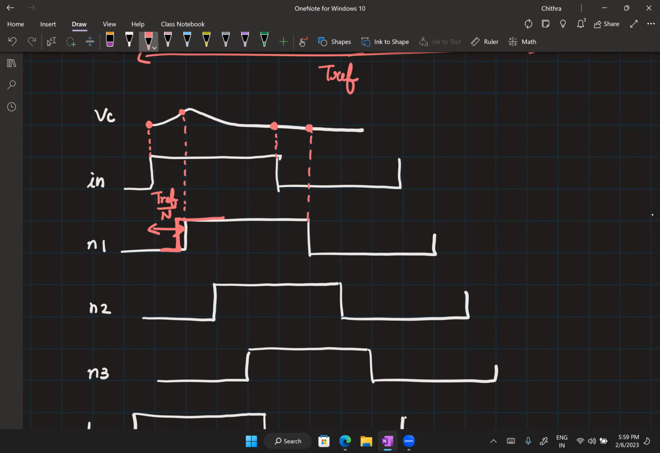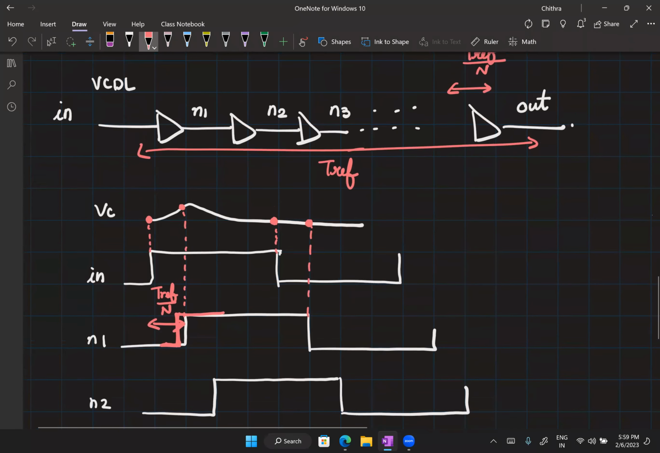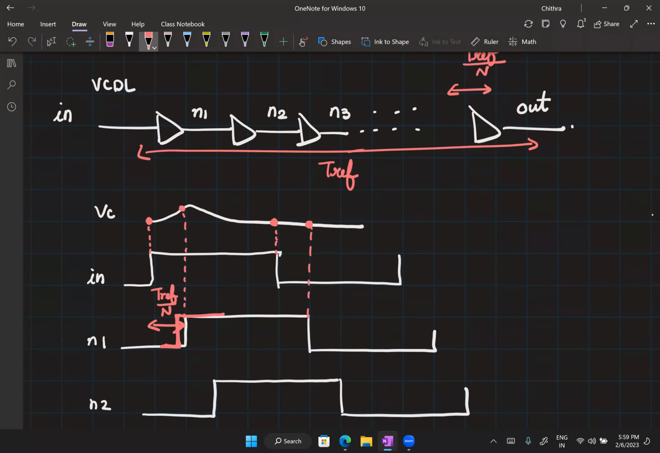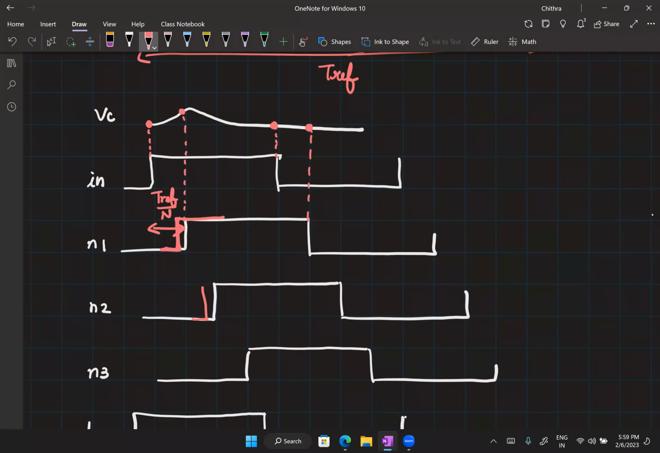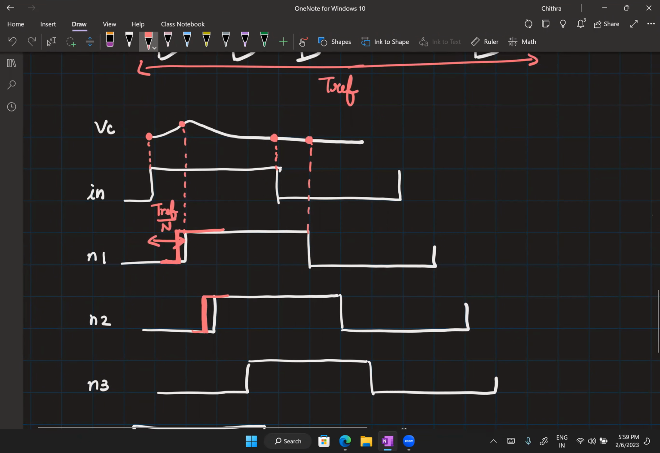Now, if this edge has moved ahead, that means the rising edge going to the next buffer has moved ahead. Therefore, its output will also move ahead. So this is one effect. The other effect is now at the instant where this edge is supposed to happen, we have to check the value of VC. Depending on that, this delay can further increase or decrease again. Now this is going to happen with all these edges.